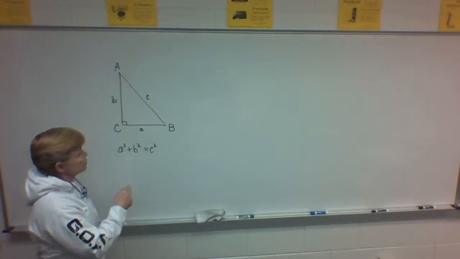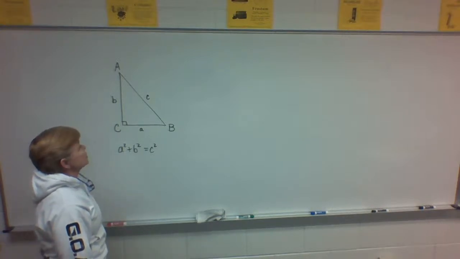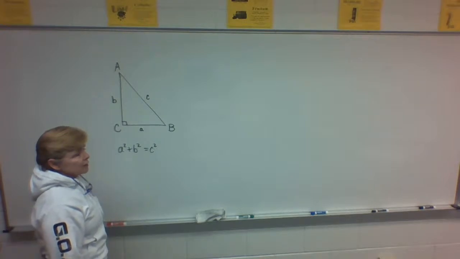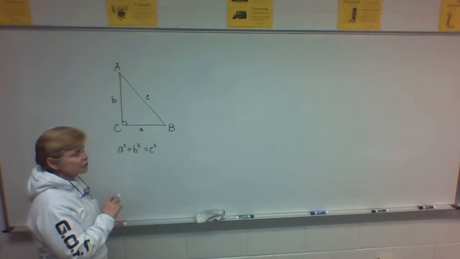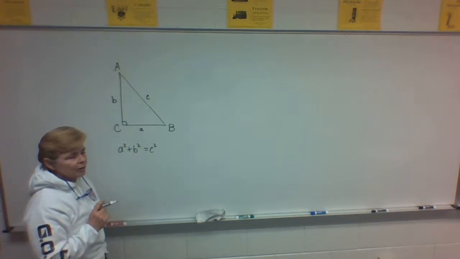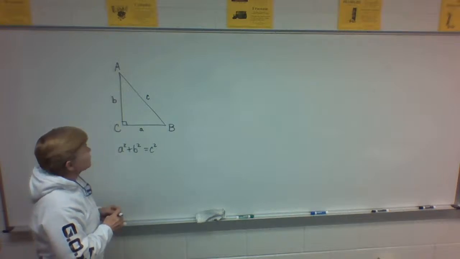Now, we're not always going to use A, B, and C. We might be using P, Q, and R, or D, E, F, or we might not use letters at all. But for now, in order to reference things so that you can understand what's going on, this is going to be the way we do our triangle.